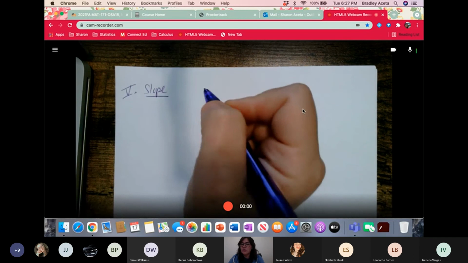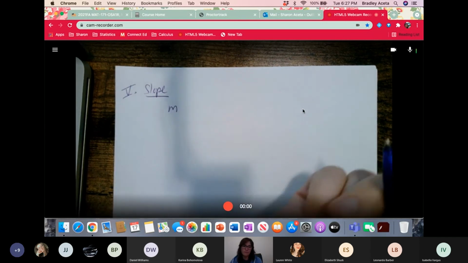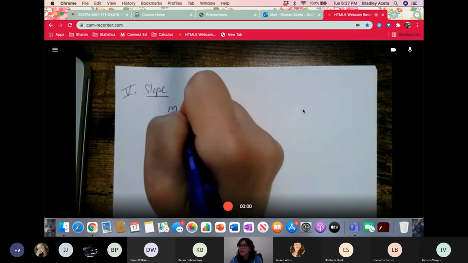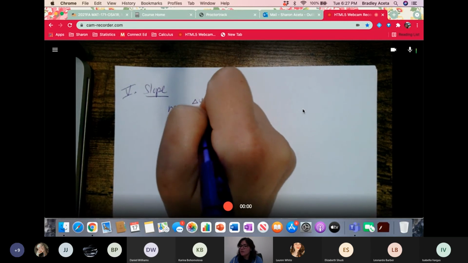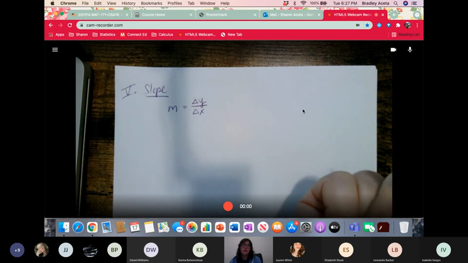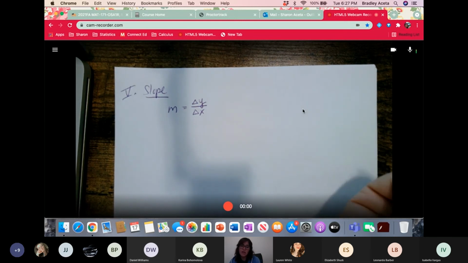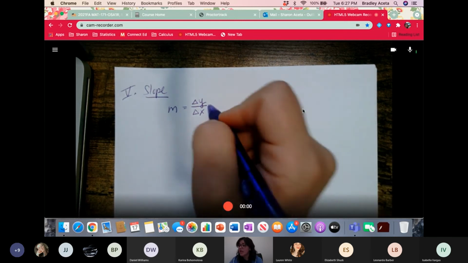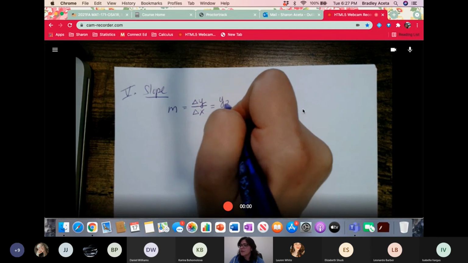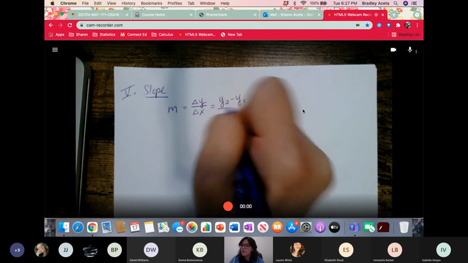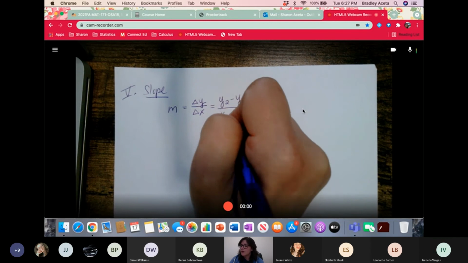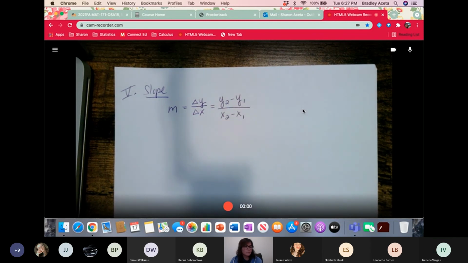So slope is usually written with a lowercase m. It is your delta y over delta x, where delta in science and mathematics means change in y's and your change in x's. Change means subtraction. So you take y2 minus y1 over x2 minus x1. That would be your slope formula, y2 minus y1 over x2 minus x1.